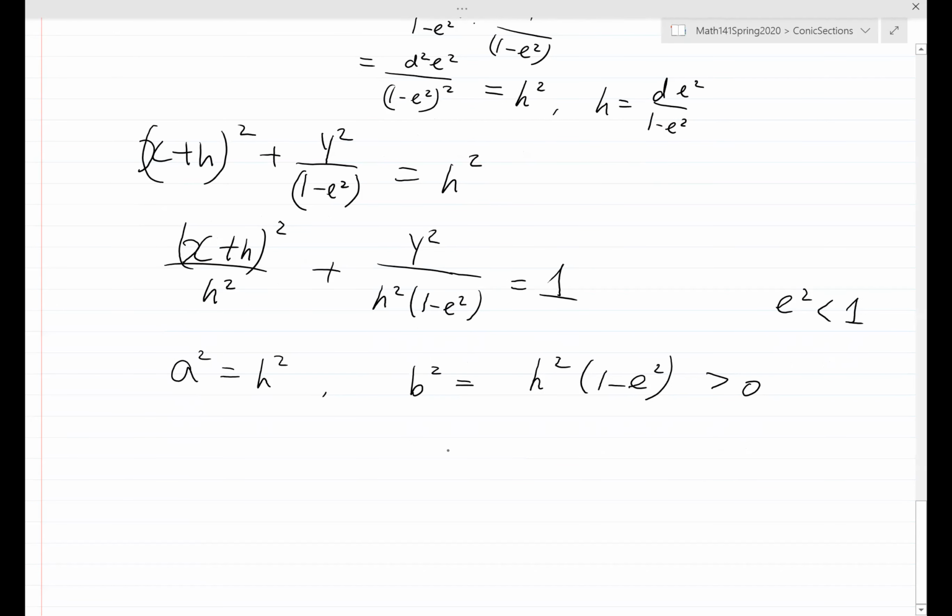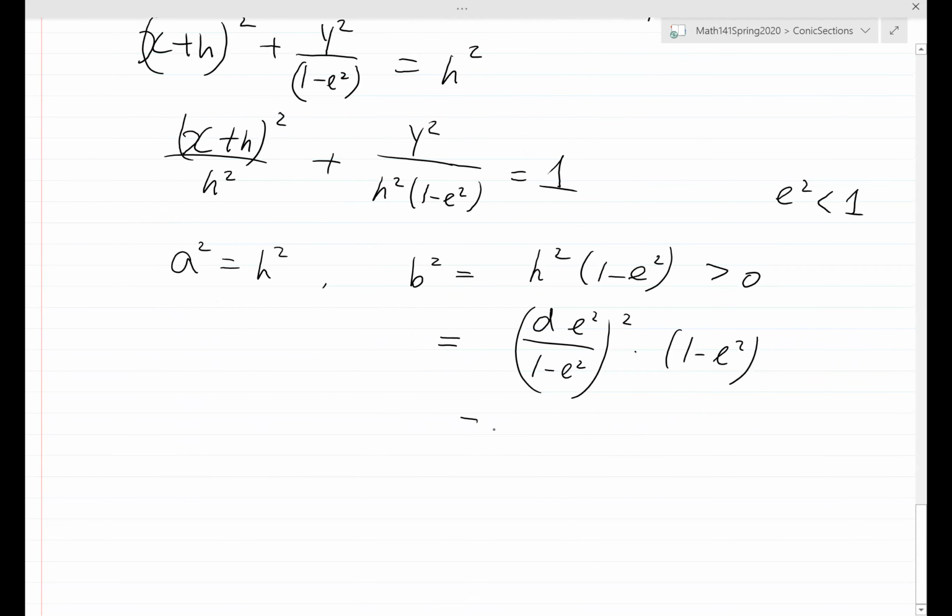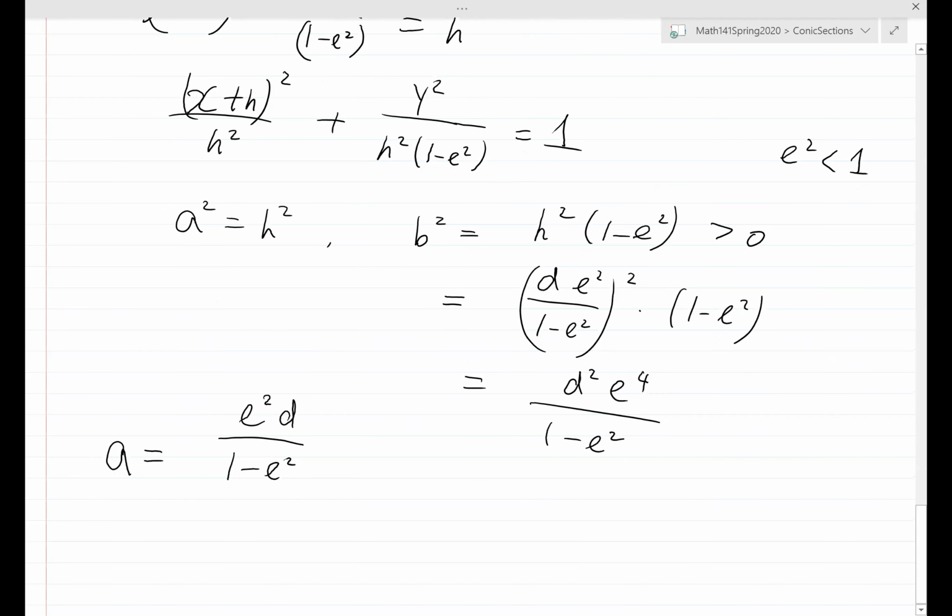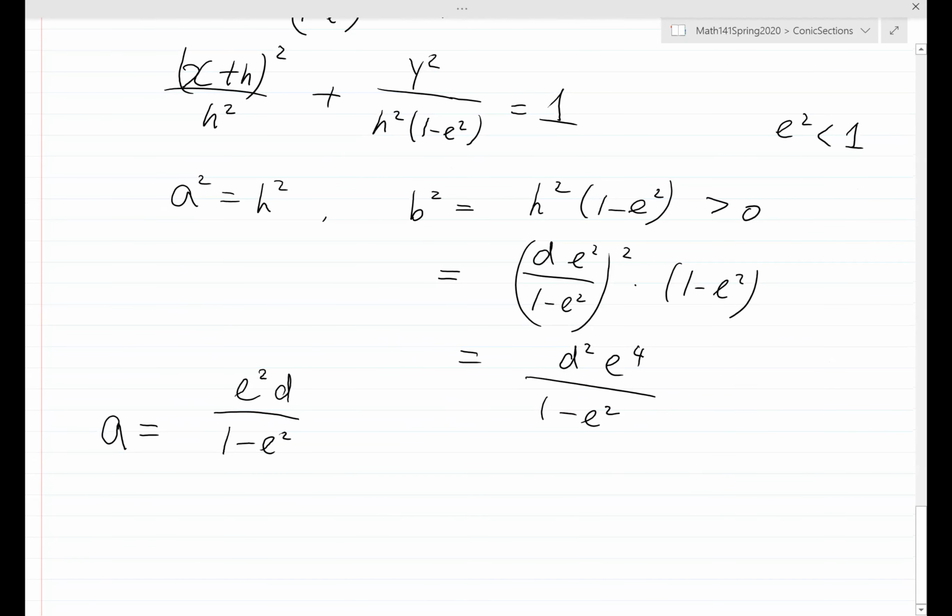So h squared will be d squared e squared. Remember h is this thing, so this will be d squared e to the power 4 over (y minus e squared). So here a, by our choice, is h, which is e squared d over (y minus e squared). And then b will be d e squared over the square root of 1 minus e squared.